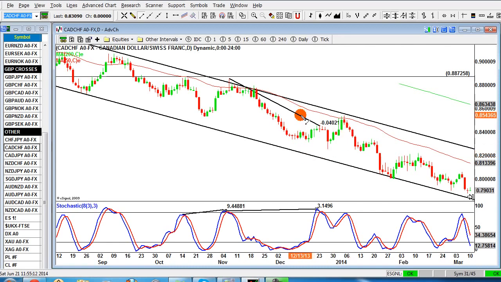Now that's hidden divergence. We do get another example here of the conventional divergence. So you can see that from peak to peak it forms a higher high, but then we get the lower high. So that's your conventional divergence, which we've looked at many times before. So conventional divergence is when you're getting the opposite happen from peak to peak. Hidden divergence is when we're getting lower peaks on the price but higher peaks on the stochastic.